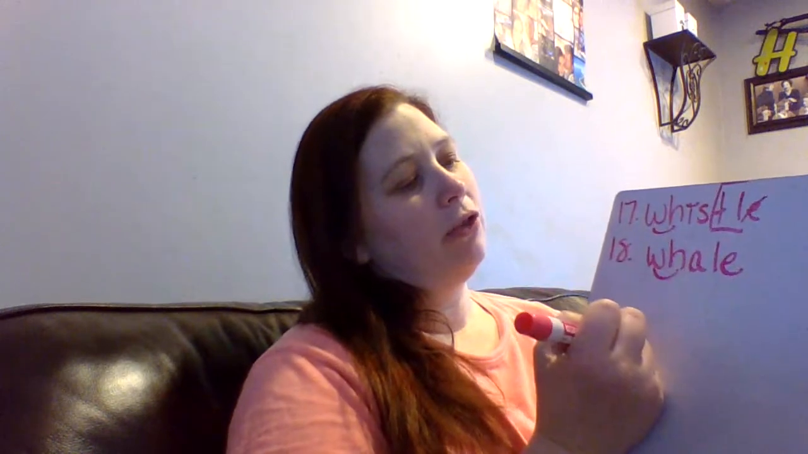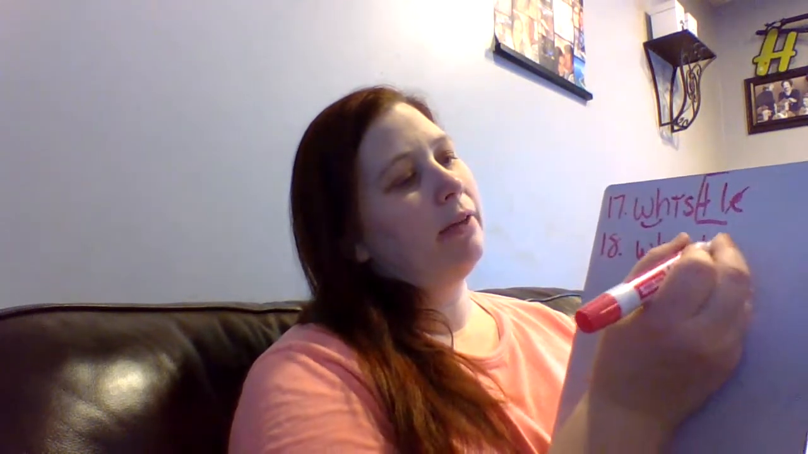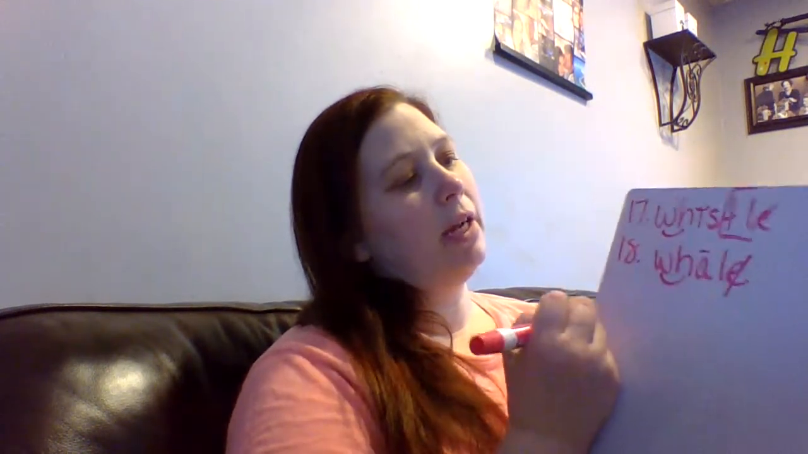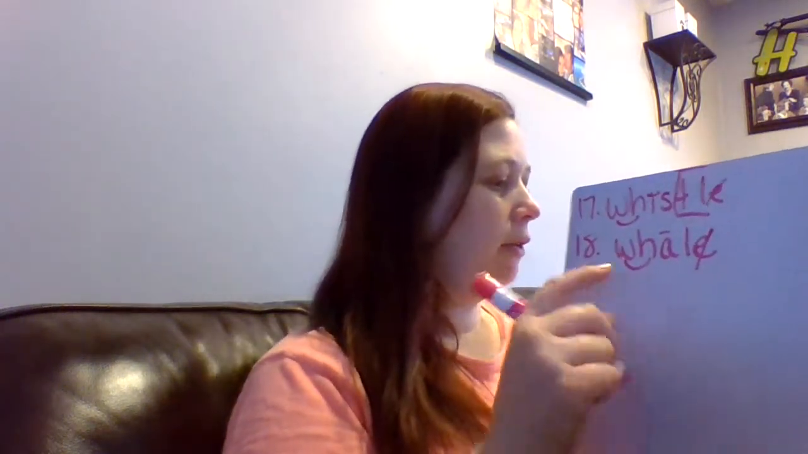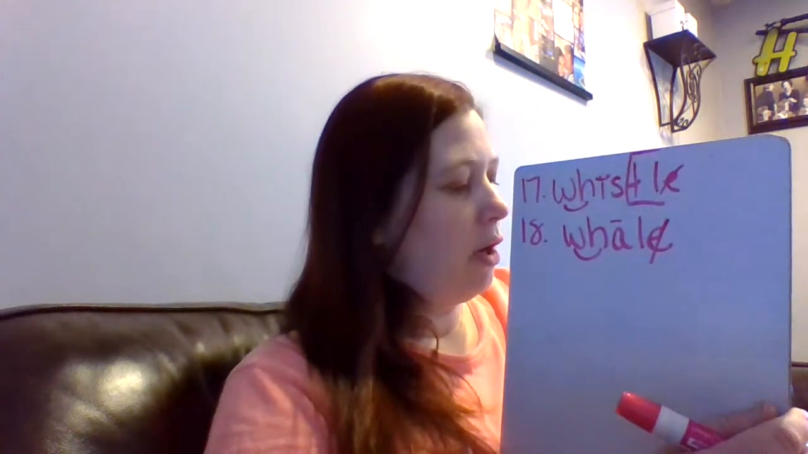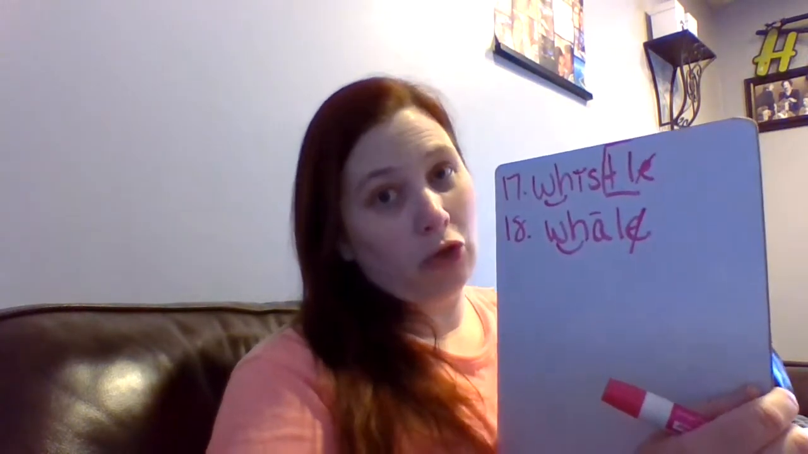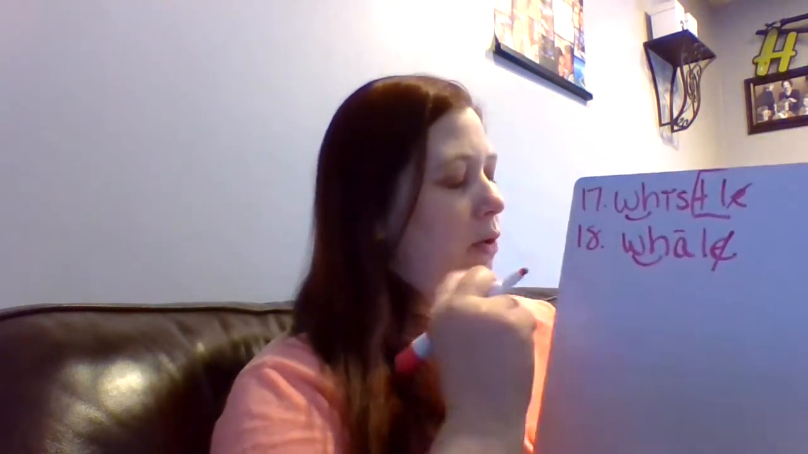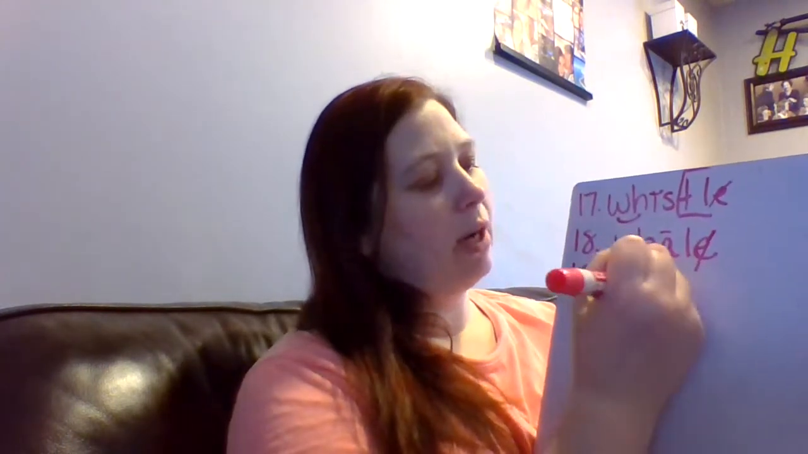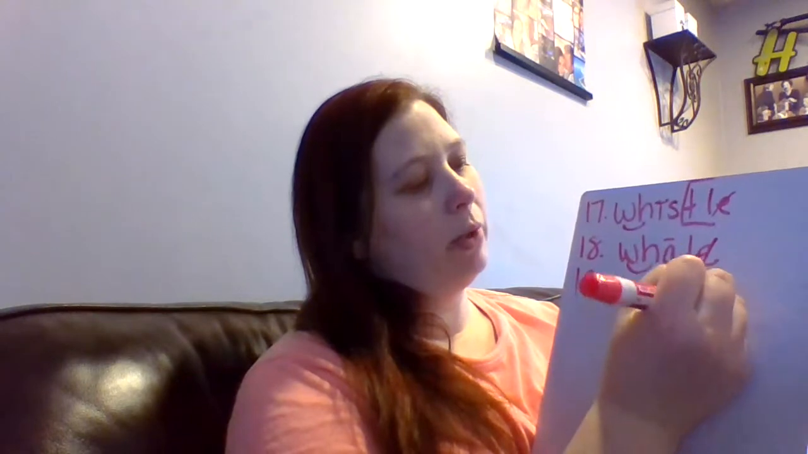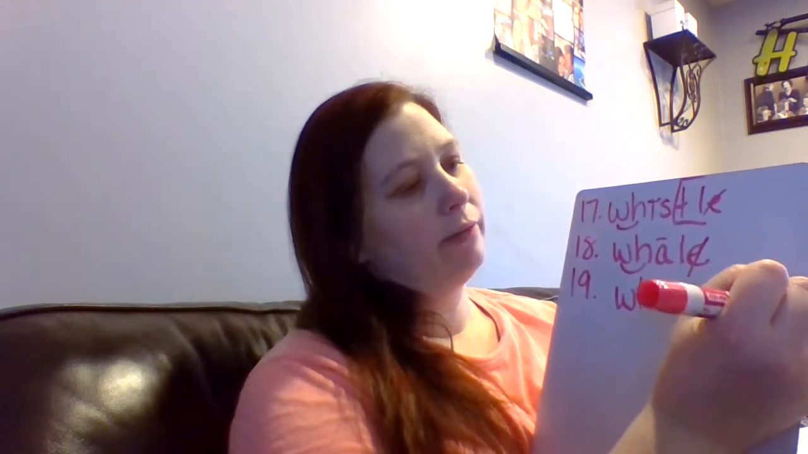Number 18, we have whale. Here we have our combination WH. We have our A consonant E, so our E gets marked off and our A gets the macron, whale. If you look at the front of your page, whale is our picture card for this one. So whale, WH.